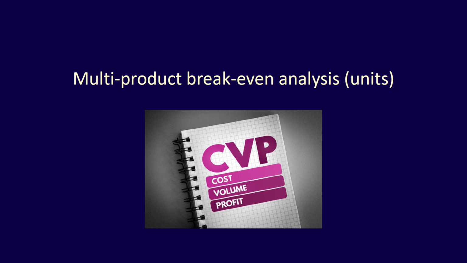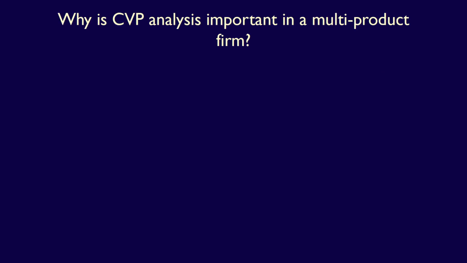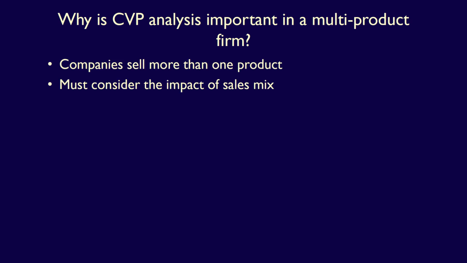In this video, we'll be covering multi-product break-even analysis. Why is cost-volume profit analysis important when a company sells more than one product? In all our past examples, we've assumed that only one product is being produced by a company, but most companies sell multiple products. When more than one product is being sold, the company must consider the impact of the sales mix.